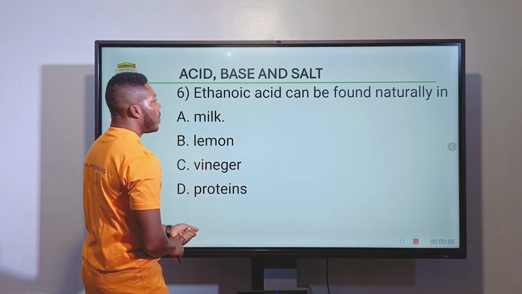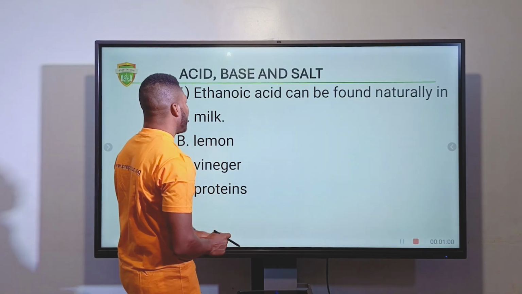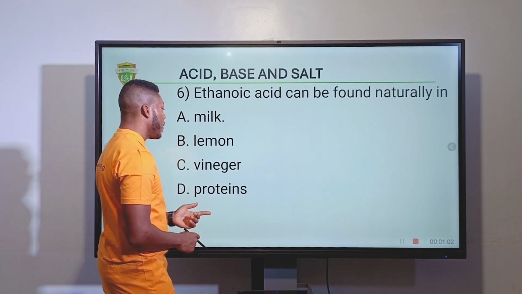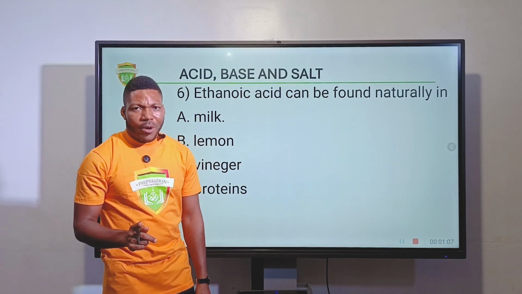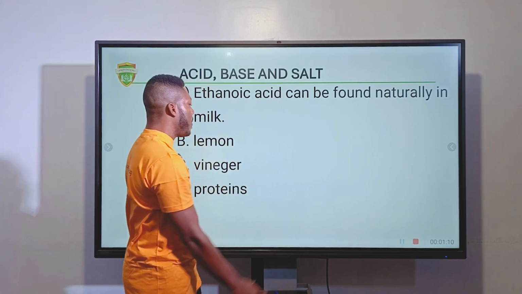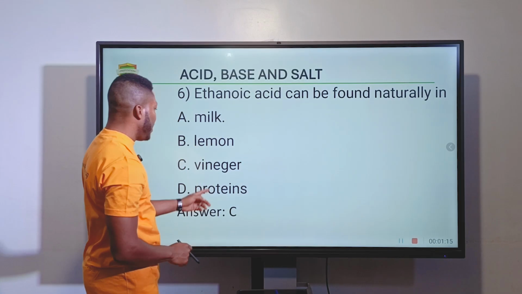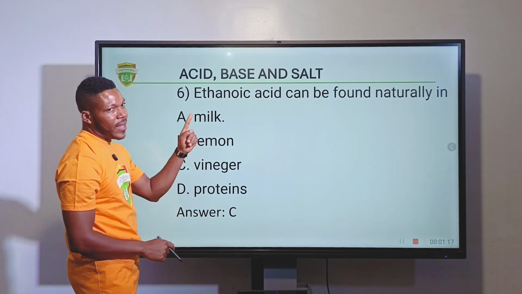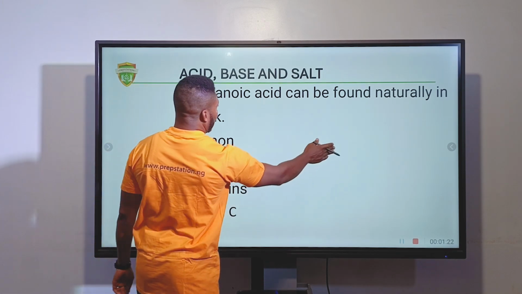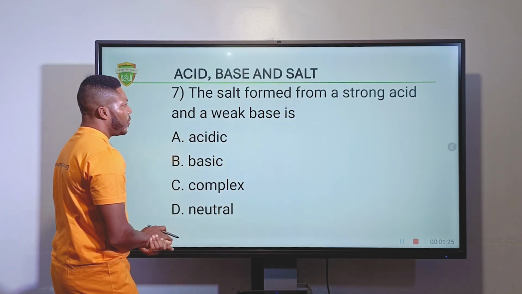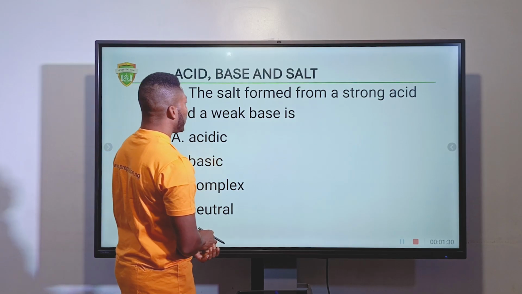Ethanoic acid can be found naturally in, this question is very simple, so don't miss this kind of question. Is it found in milk, lemon, vinegar, or proteins? Choose your answer before I show you. Okay, so let's compare your answer with mine. It is found in vinegar. Not in milk, not in lemon, and not in protein.